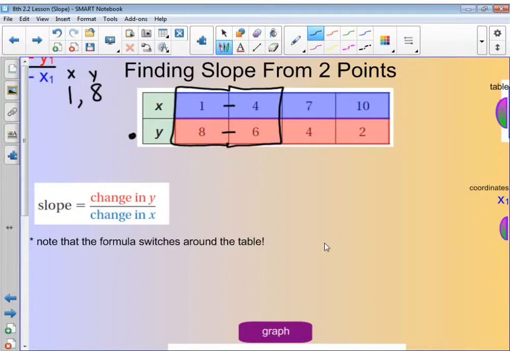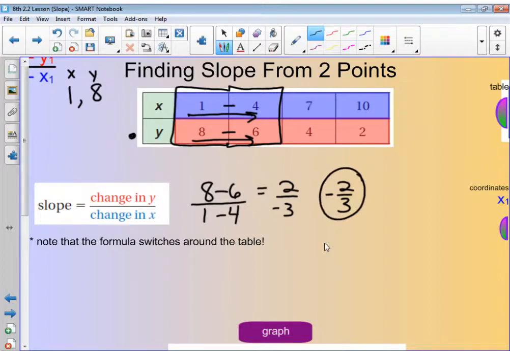So our change in y's, we've got 8 minus 6. Well, that gives us 2. Over, we have to stay in the same order. Since I worked left to right, I have to do that in this set also. So 1 minus 4 would give me negative 3. I just found out that the slope of this line is actually negative 2/3. Okay, it doesn't matter that that negative was in front of the 3. It makes the whole fraction negative, or the whole slope.